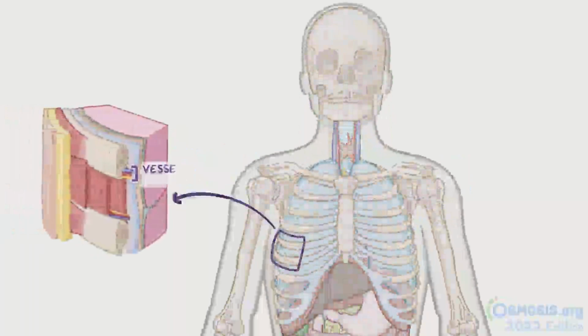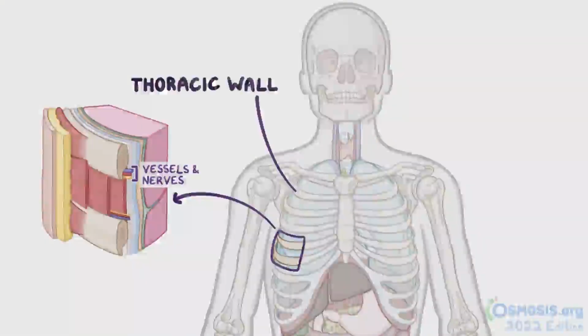There are numerous vessels and nerves that course throughout the bony and muscular architecture of the thoracic wall, and they provide innervation and blood supply to the structures within and around the thoracic cage.